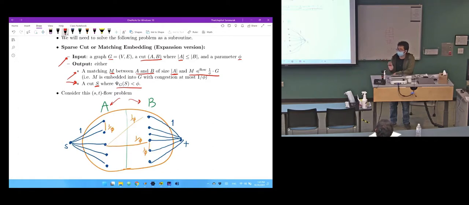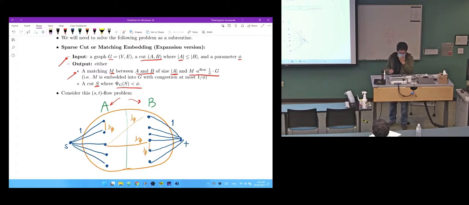Question about this subroutine? This has nothing to do with A. Which one has nothing to do with A, B? Yes, the cut S. S doesn't need to have anything to do with A and B. It's just some sparse cut. Right. Okay, so that's the problem: sparse cut or embed a matching between A and B.